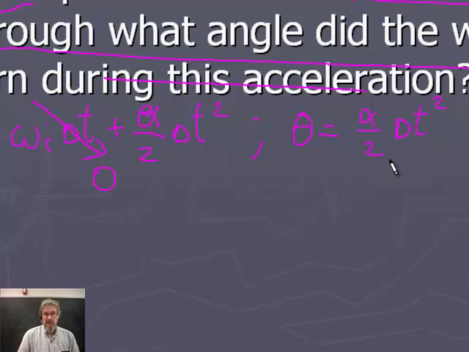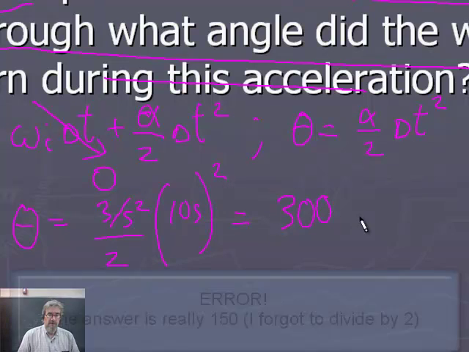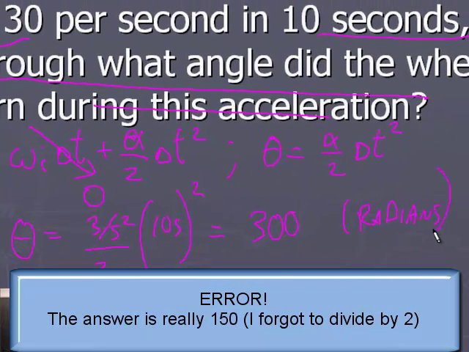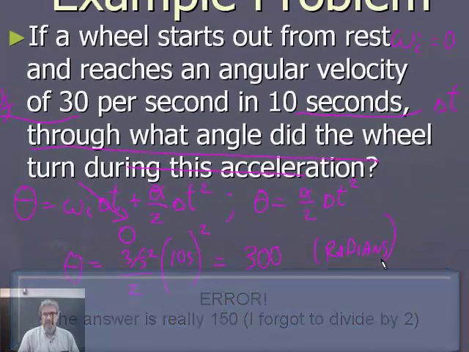Well, the angular acceleration here is the same as the acceleration in the last problem. We already figured that out, and that was 3 per square second. So that means theta is equal to 3 per square second divided by 2 times 10 seconds quantity squared. This will come out to be a unitless number. The square seconds are going to cancel, and the numerical answer is 300. What it means is 300 radians is the angle that it went through.